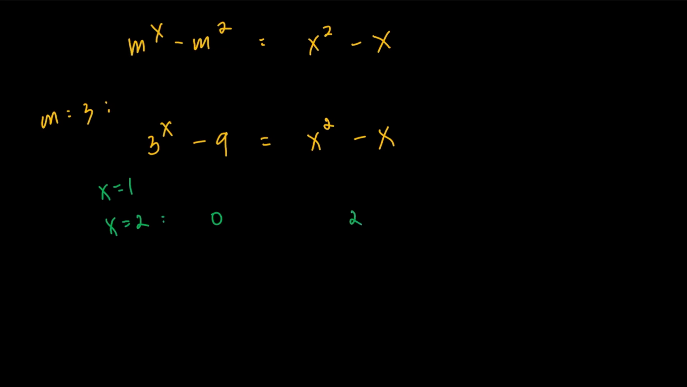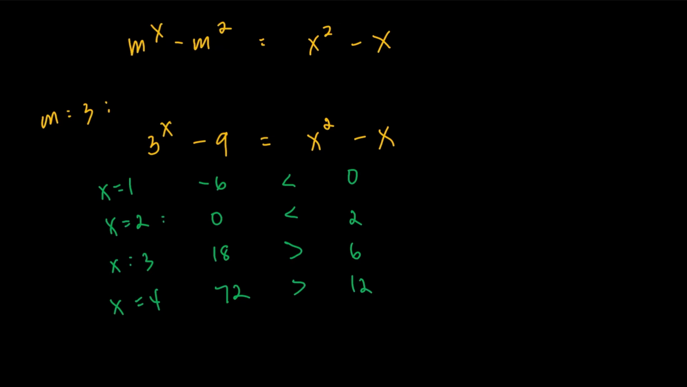For x equals 1, it's going to be negative 6 and 0. Then for x equals 3, the left-hand side is 18 and the right-hand side is 6. Now, take a look here. At x equals 3, the left-hand side overtakes the right-hand side. Because it's exponential, we expect it to keep growing. You can try x equals 4: I'm comparing 72 and 12.